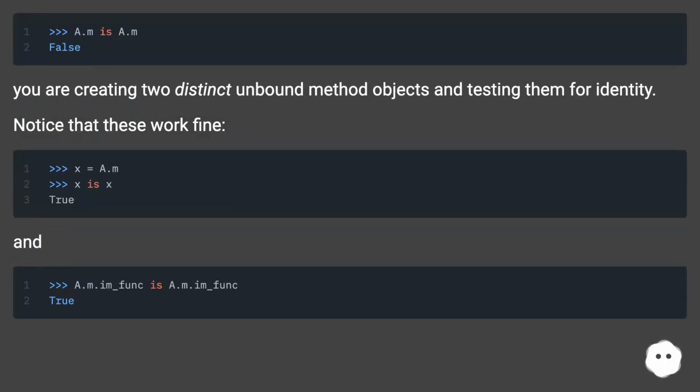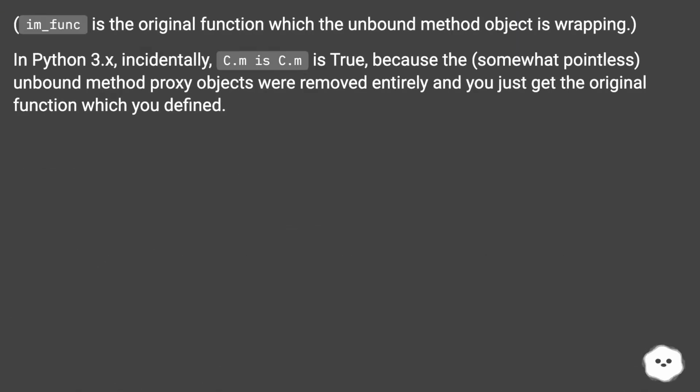And im_func is the original function which the unbound method object is wrapping. In Python 3.x, incidentally, C.M is C.M is true because the somewhat pointless unbound method proxy objects were removed entirely and you just get the original function which you defined.